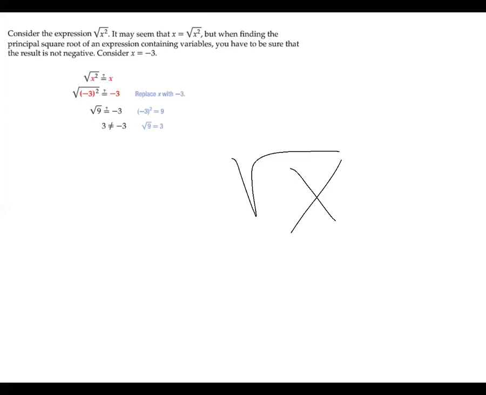So for example, consider x equals -3. Does the square root of x squared equal x if x is -3? So let's see, let's replace x with -3. Now if I square -3, you get 9, and the square root of 9 is 3, not -3, okay? Because whenever you just have square root of x, that means the principal root. That means take the positive root. So if I have square root of 16, that's 4.